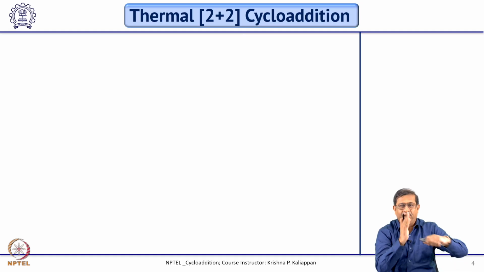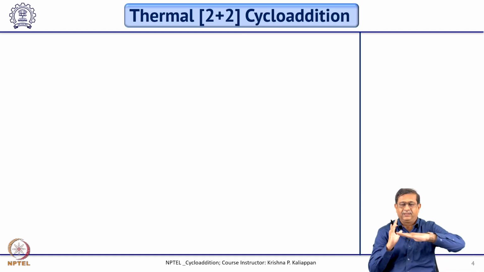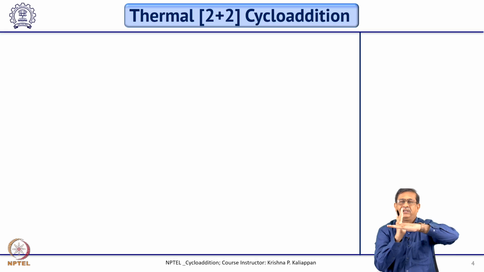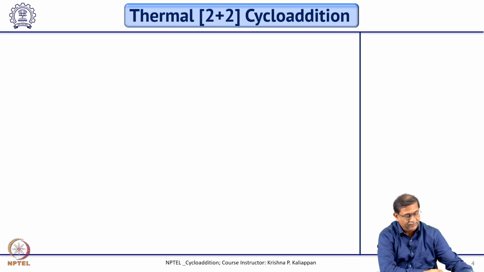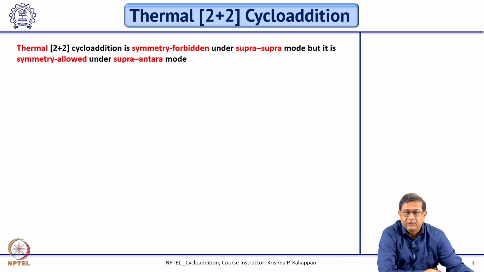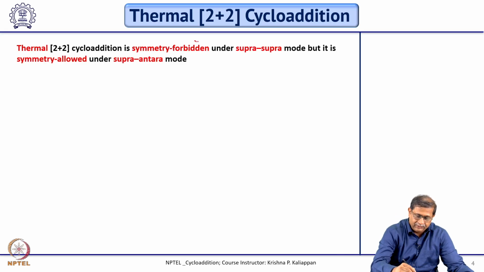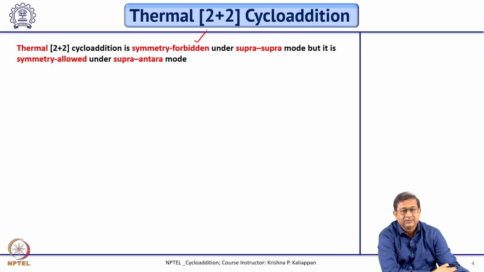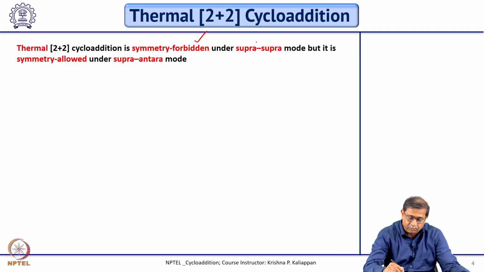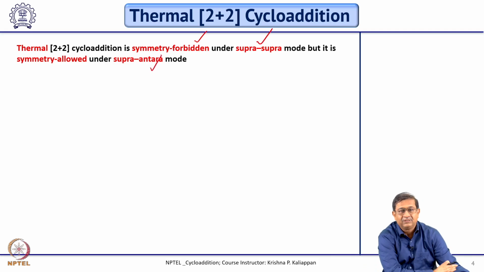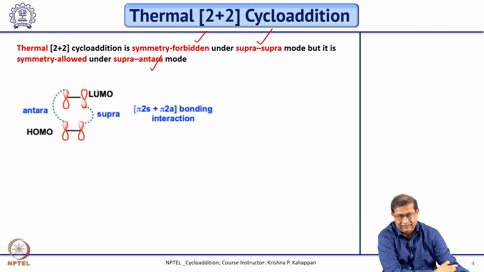So that means 2 alkenes should approach like this. One alkene should be like this, the other alkene should come perpendicularly. Only then is this thermal 2+2 cycloaddition possible. And as we know, thermal 2+2 cycloaddition is symmetry forbidden under supra-supra condition. However, as we have seen, this is possible under supra-antara condition.